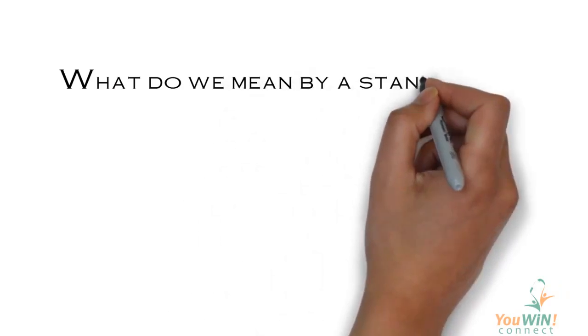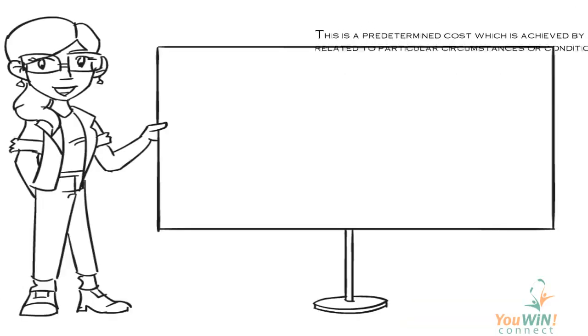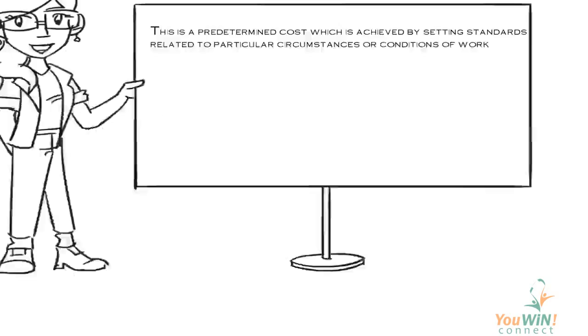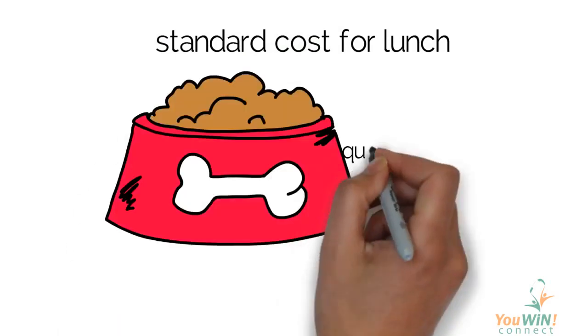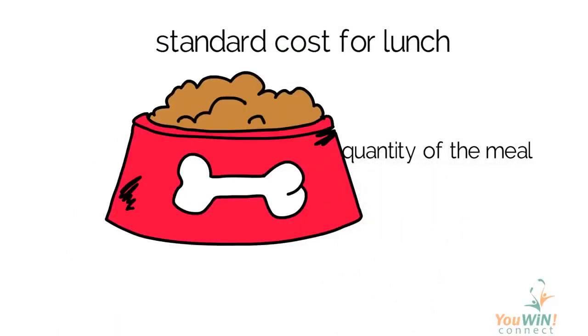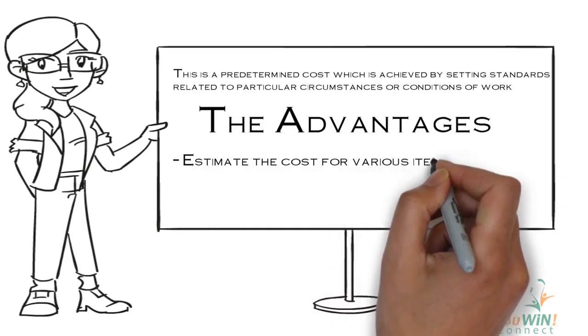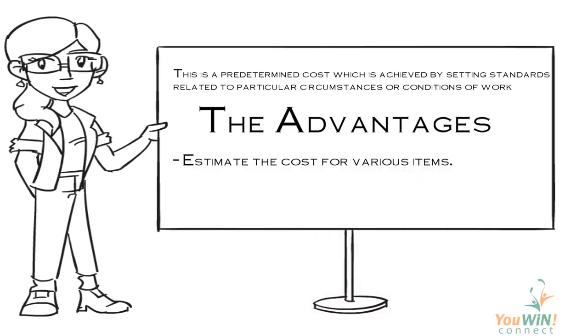What do we mean by a standard cost? This is a predetermined cost which is achieved by certain standards related to particular circumstances or conditions of work. Standards should be related to a specific situation or scenario. For example, the standard cost for lunch should depend on the quantity of the meal. The advantage of understanding and identifying standard cost is that it helps to estimate the cost for various items and is also the basis for cost variance analysis.